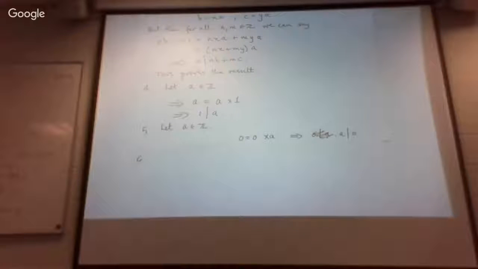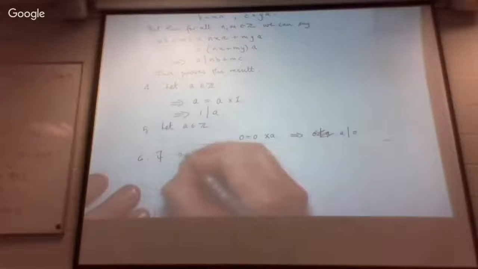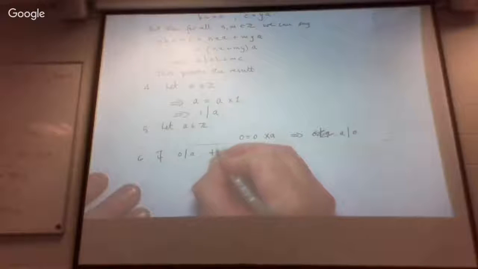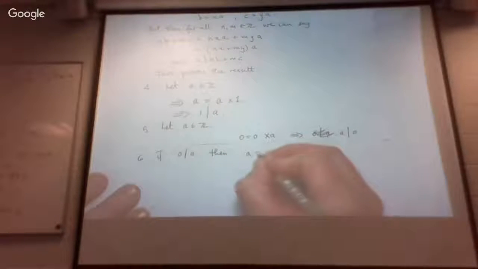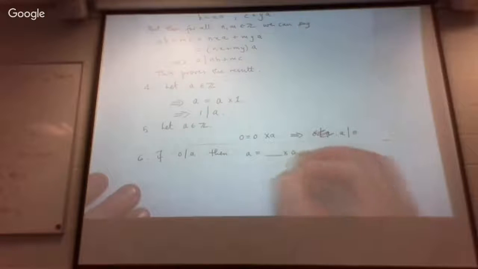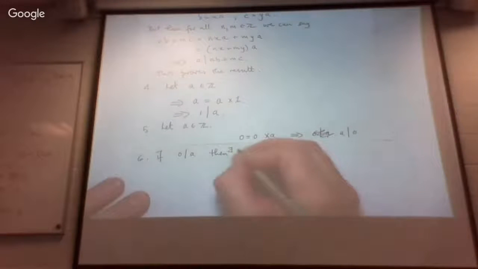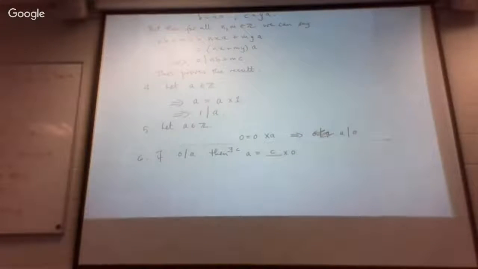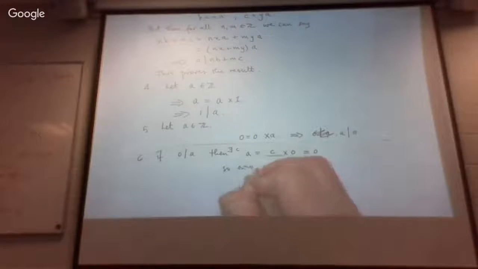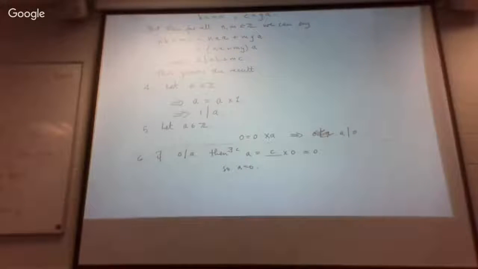But 0 divides only itself. Yeah, because if 0 divides A, then we're able to write A as something times 0. There exists a C, according to the definition, such that A is equal to C times 0. But whenever you use an integer times 0, we know that that is 0. So A is 0. Everything divides 0, but 0 divides only itself.